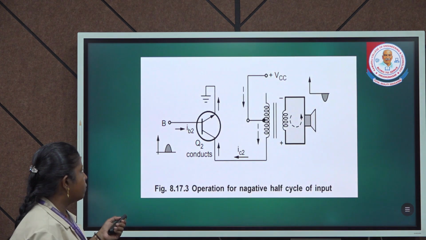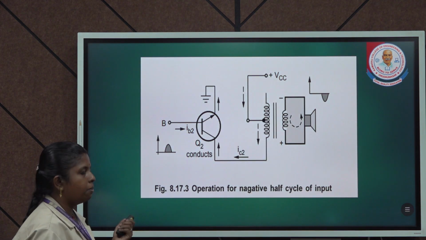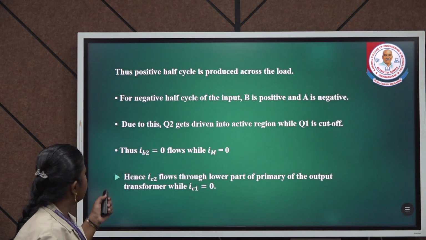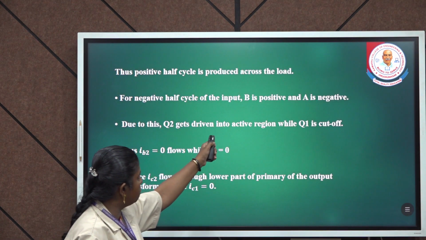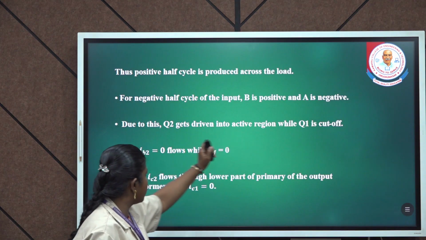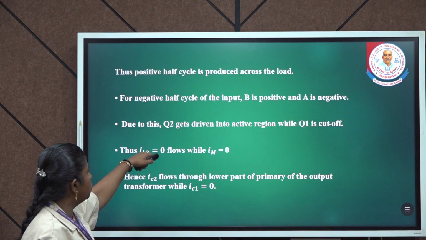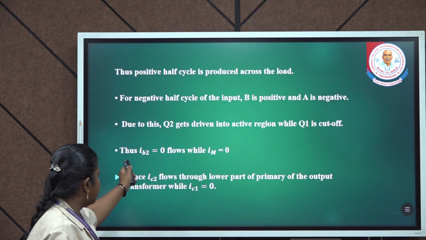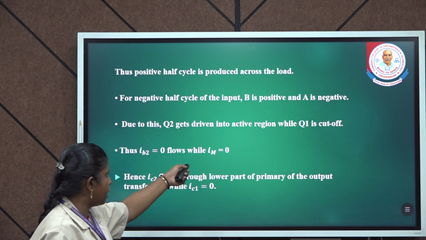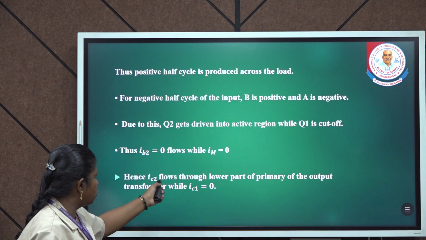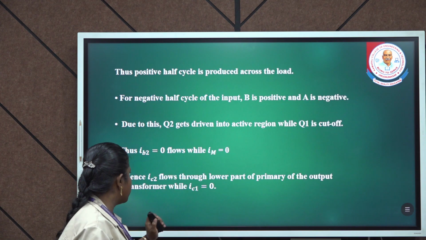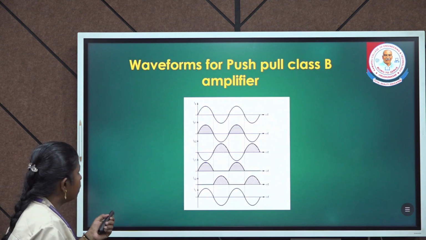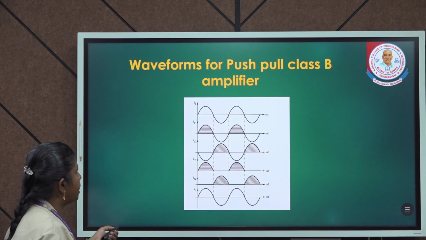And this is the operation for the negative half cycle. For the negative half cycle of the input, B is positive and A is negative. Due to this, Q2 is driven into the active region while Q1 is cut off, and the current I1 will be 0, and hence I2 flows through the lower part of the primary of the output transformer. And these are the waveforms of the push-pull Class B amplifier.